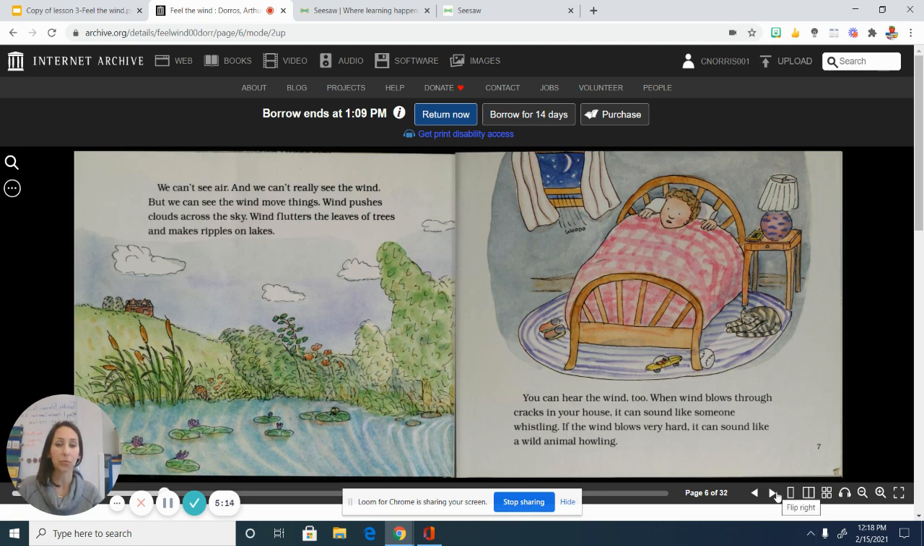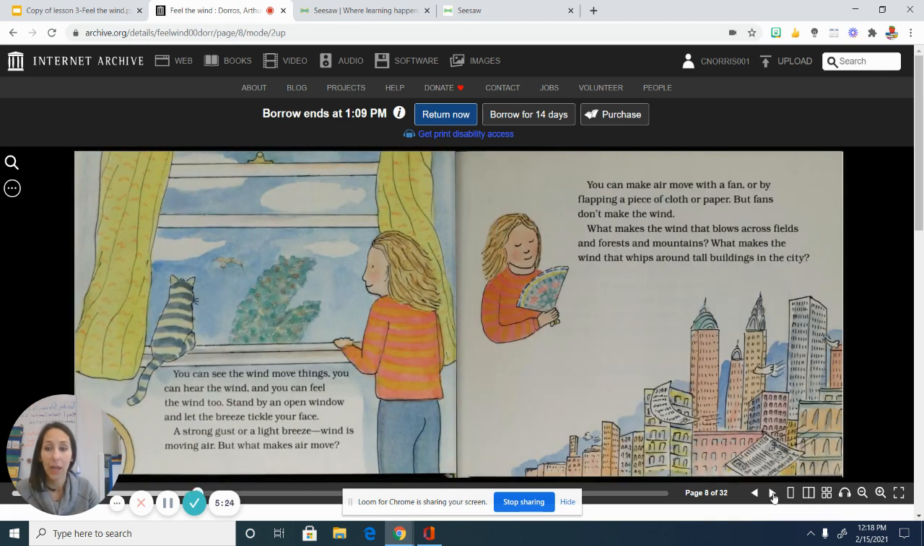When wind blows through cracks in your house, it can sound like someone whistling. If the wind blows very hard, it can sound like a wild animal howling. You can see the wind move things, you can hear the wind, and you can feel the wind too. Stand by an open window and let the breeze tickle your face. A strong gust or a light breeze.